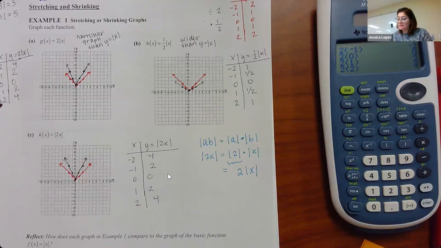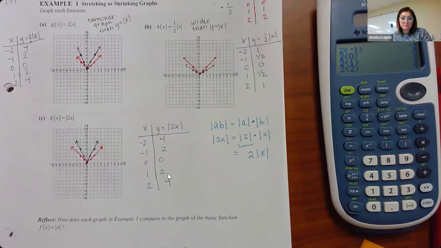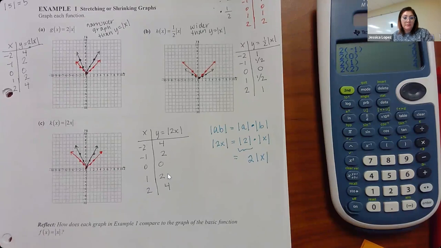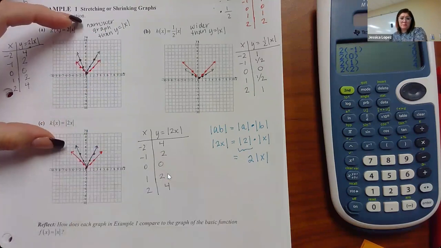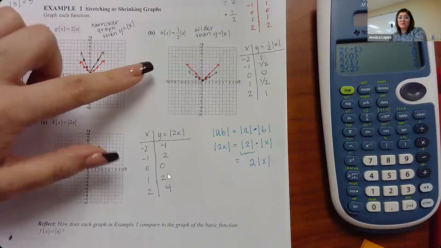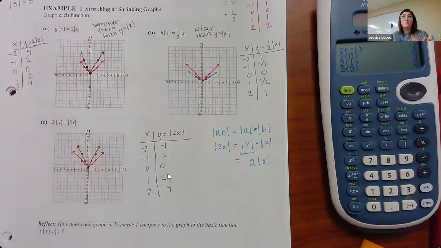Now it says at the bottom, this is what I wanted us to get to. So I'm just going to put it up just a tiny bit. It says, how does each graph in example one compare to the graph of the basic function, just y equals x squared or absolute value of x? And we already kind of mentioned that, right? These two are the same. So both of these made it narrower. And then this one that divided by a number or multiplied by a fraction, that one made it wider. So when I get to the rules, you'll see why these are the rules.